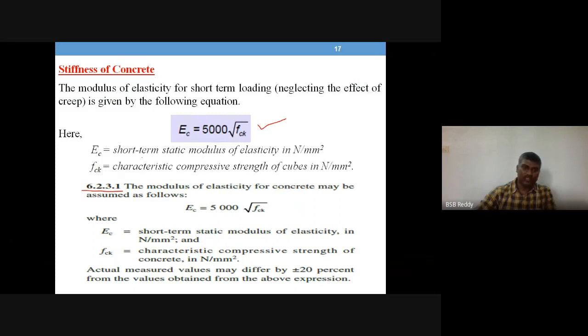Now the equation given by the IS code, you can see it here. You don't need to remember all those equations. You can readily refer to your IS code, which you can keep handy. You can refer to your code anytime, so you don't need to worry about remembering all these equations we talk about.